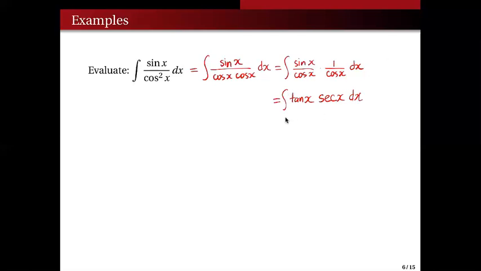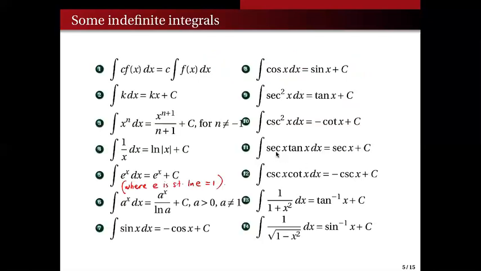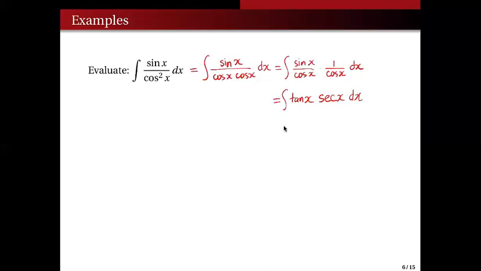So we have the integral of tangent x secant x dx. From here, this is straightforward. This is just secant x tangent x dx. You just interchange these two, tangent x secant x dx, so they are the same. Which means that this is secant x plus c. Okay? Questions?